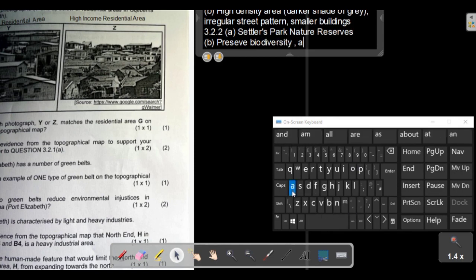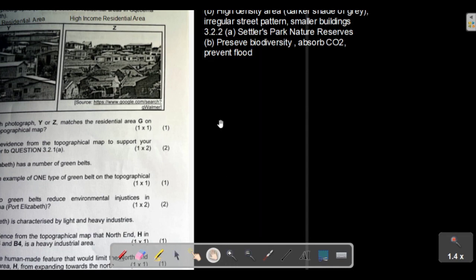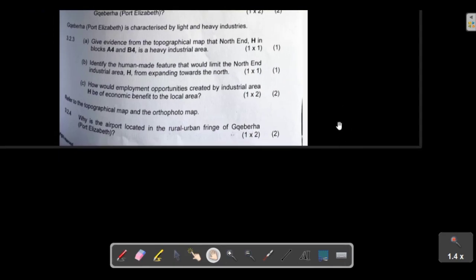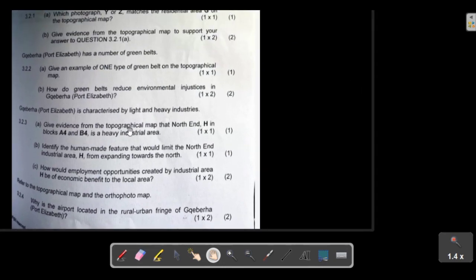You can say that they absorb the unwanted carbon dioxide and release oxygen, which is what we need as clean air. They prevent floods. Remember, we've built up a lot of areas, and so we are very prone to flooding. But these, of course, are very protective of us. So that is how you answer that. Let's move on.